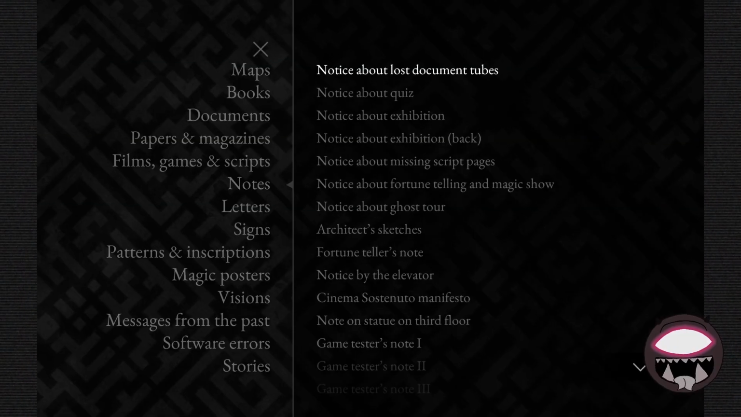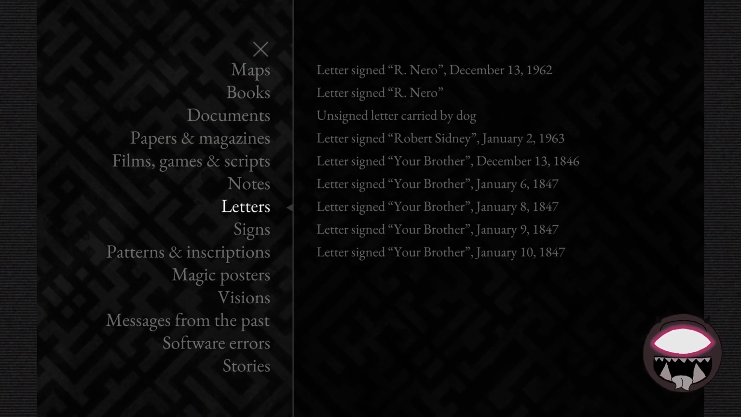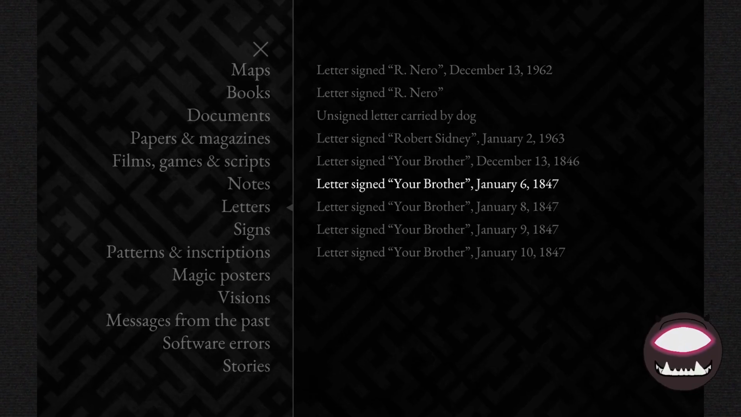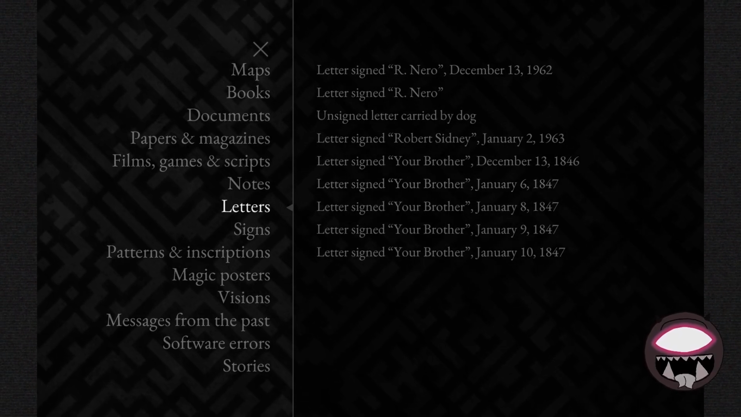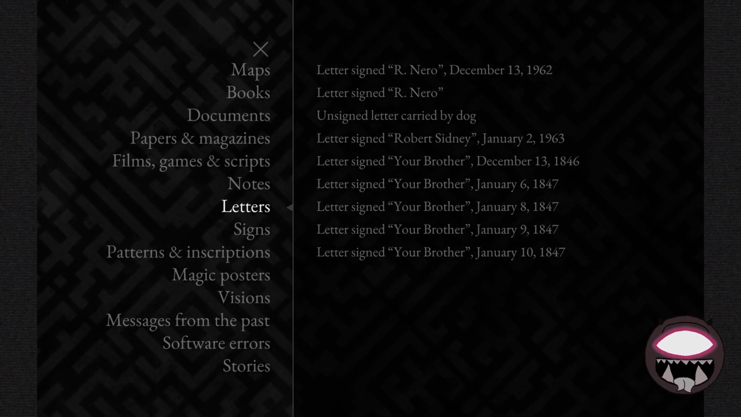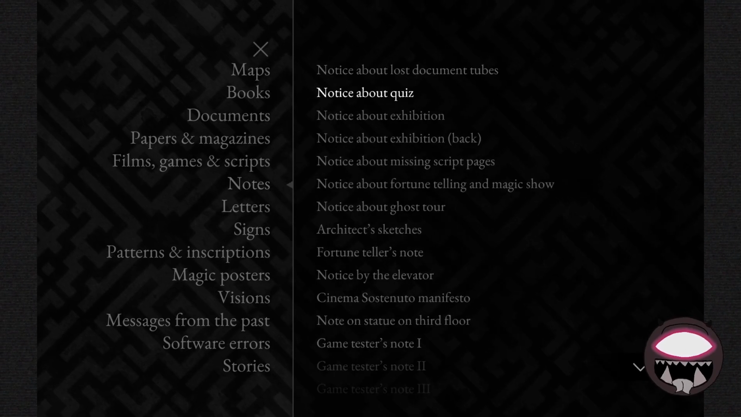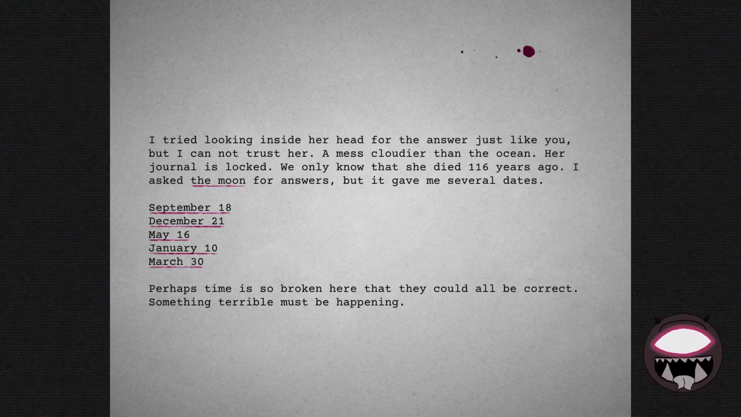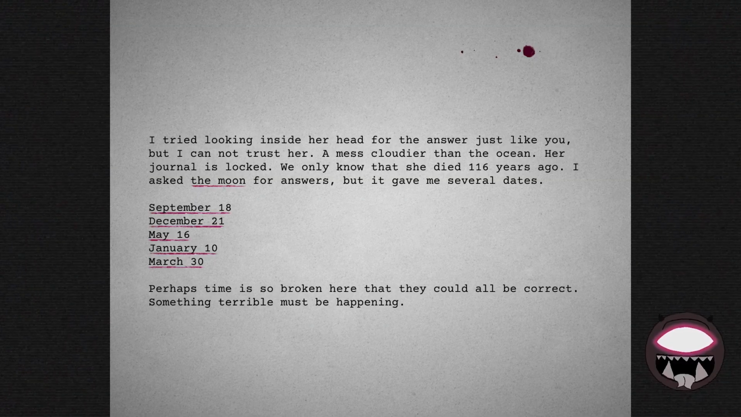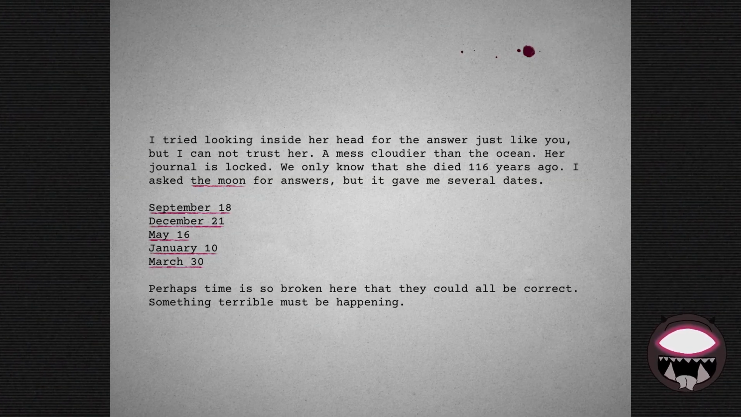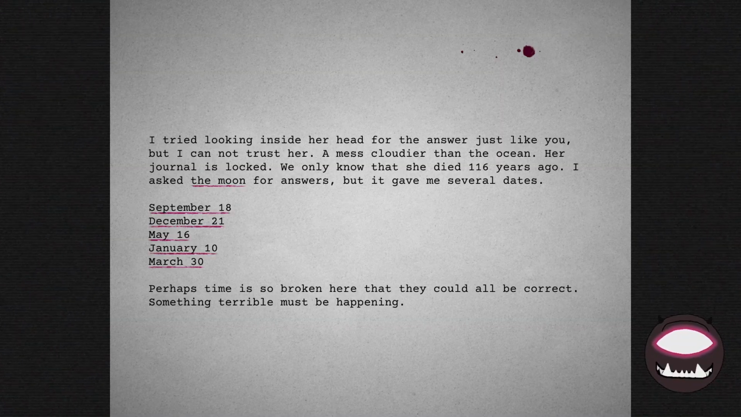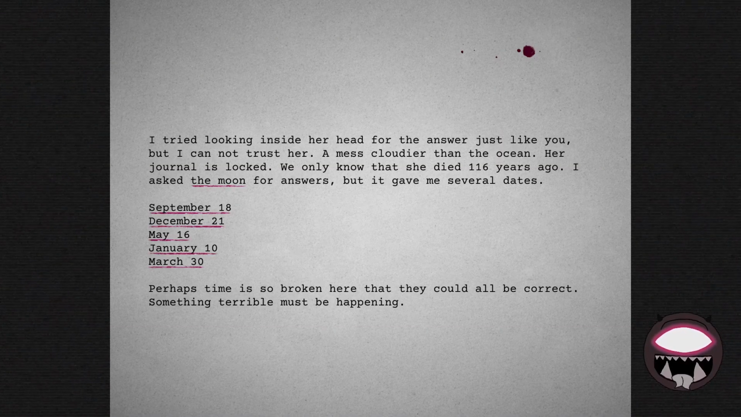There's definitely a moon phase question. I don't think it's these letters, because we have January 10th already, so it wouldn't give me January 10th twice. I think it has to just be all of the dates that are in this note is how you open the journal. Because it said, her journal is locked. The journal with the moons is locked. We need the moons. There are 5 digits equivalent to the 5 phases of the moon.